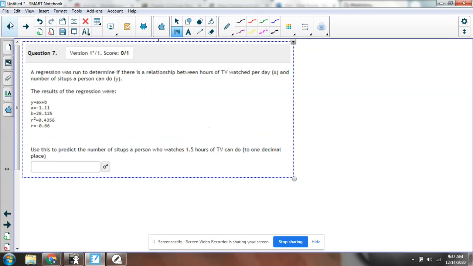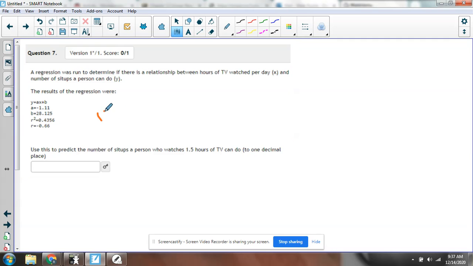Okay? Number 7 is the same thing, except they've just given you the readout. They've given you what A and B are. So you're just going to write out the equation. Y equals A, negative 1.11 times X, plus B, 28.125. It says use this to predict the number of sit-ups a person who watches 1.5 hours of TV can do. So you're just going to replace X with 1.5, and then you'll solve for Y.